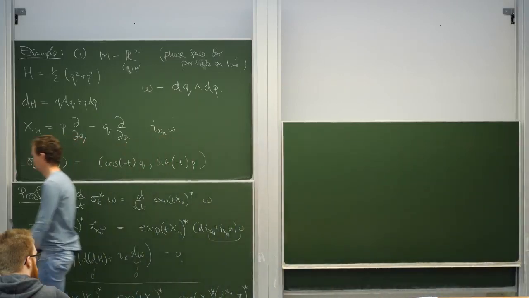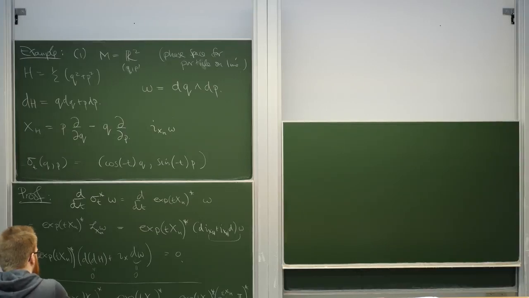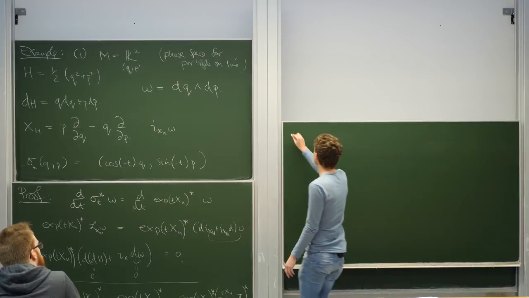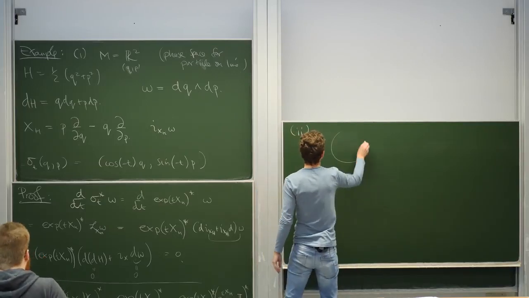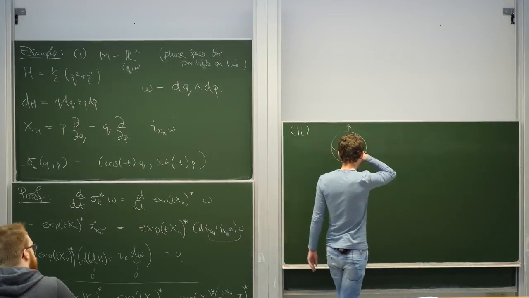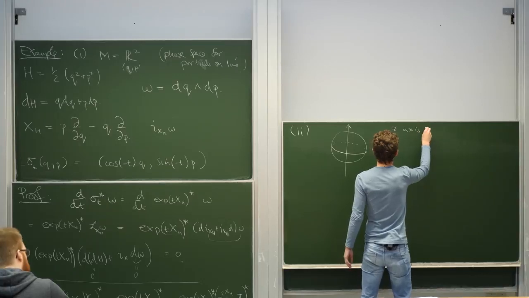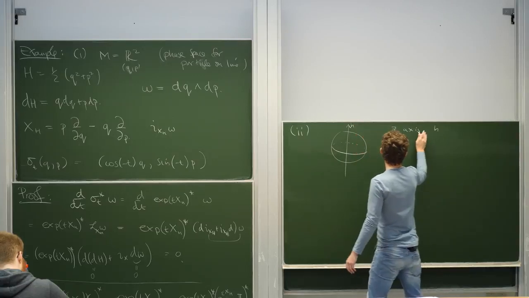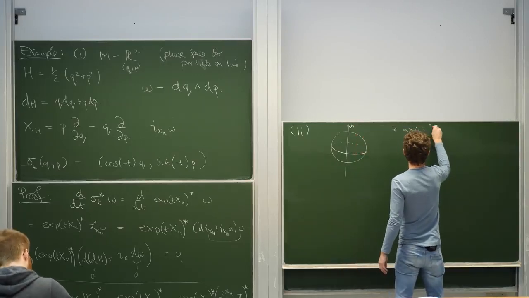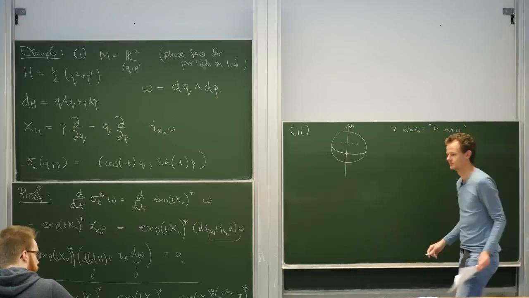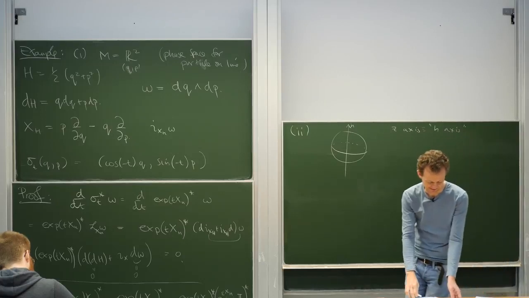So our second favorite example, after the cotangent bundle for real Euclidean space, is the two-sphere. It's a very interesting symplectic manifold in its own right. So we'll consider the two-sphere embedded in R3, and we'll call the z-axis h. So it's now the h-axis. H stands for height, and also Hamiltonian.